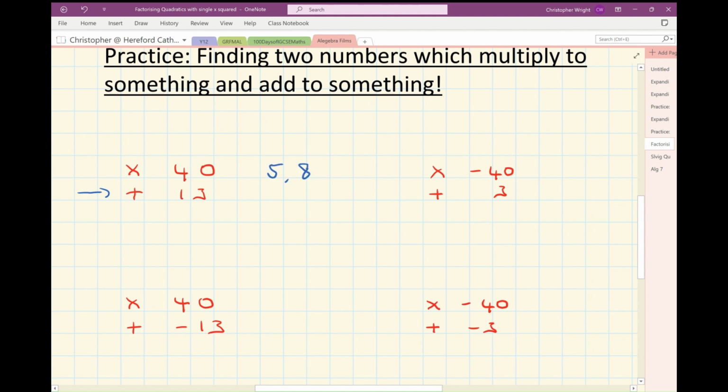I suppose you could write out each pair and see which one adds to 13, or you can simply work in your head. Let's have a look at this example bottom left. Again, my numbers multiply to a positive number, to 40. So they must both be positive or both be negative. But I see that they add to a negative number. So in this case, they've both got to be negative. So I don't know, minus 1 and minus 40, minus 4, minus 10. Well, neither of those pairs add up to minus 13. But minus 5 and minus 8, that adds up to minus 13.